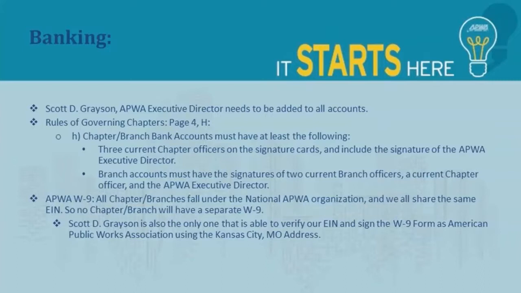Also, Scott is the only person that can sign the W-9 form. So no chapter or branch will have a separate W-9 form. The W-9 form has to have American Public Works Association without the chapter name, and it has to have the Kansas City, Missouri address on it.